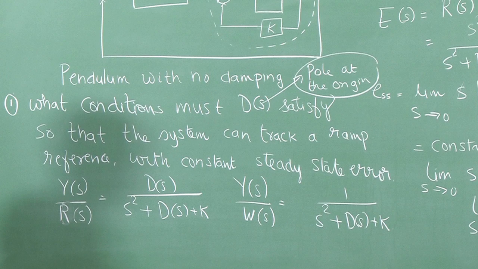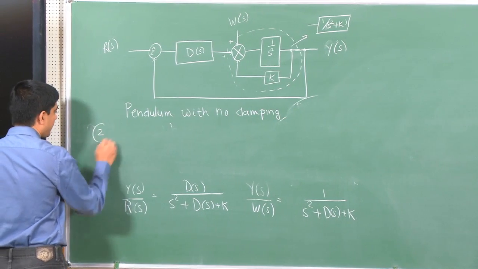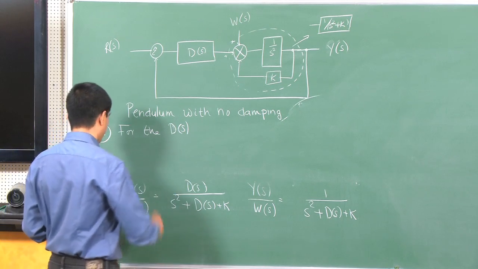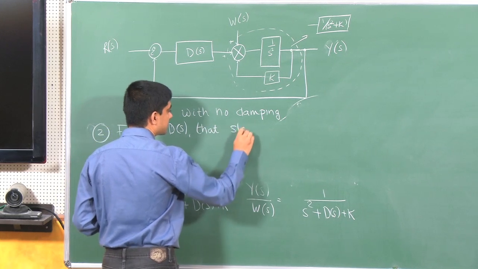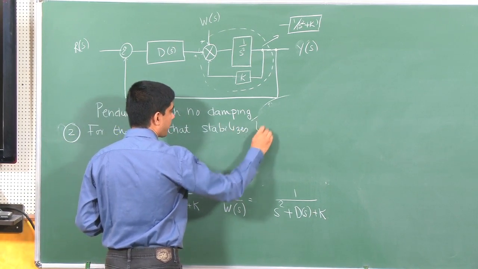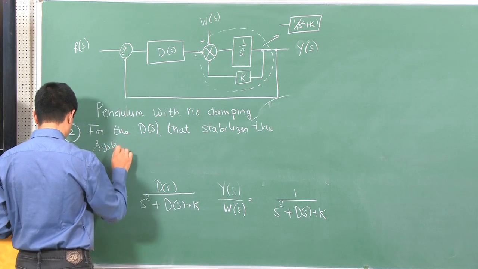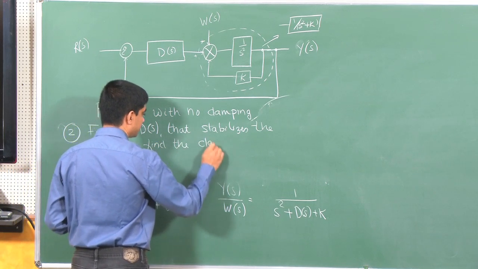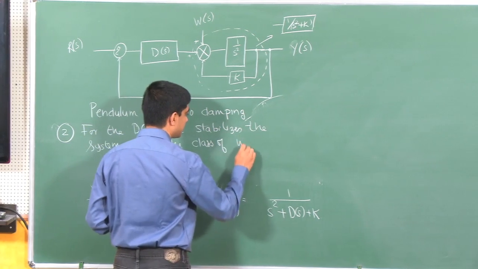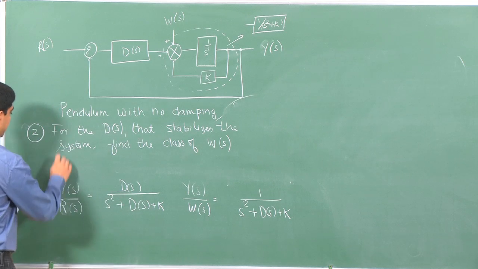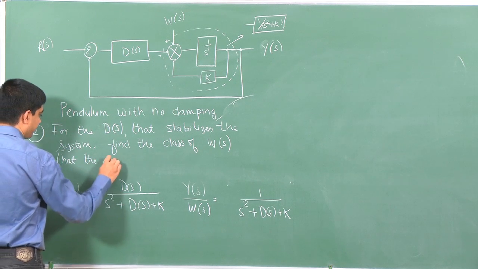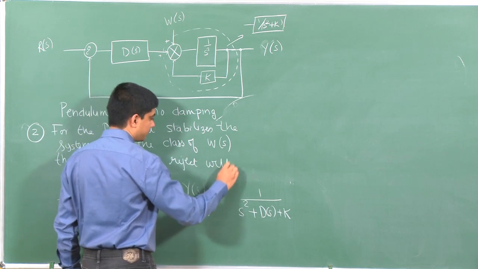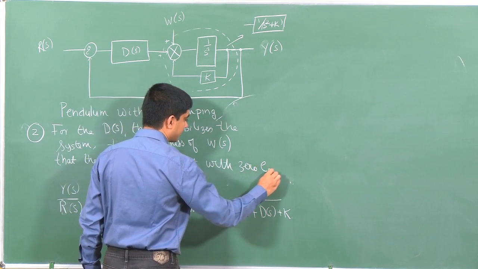Okay. This answers the first part. Now, in the second part, for the D(s) which we obtained in part 1, which has a pole at the origin, and that stabilizes the system, find the class of disturbance W(t) or W(s) that the system can reject with zero steady state error.